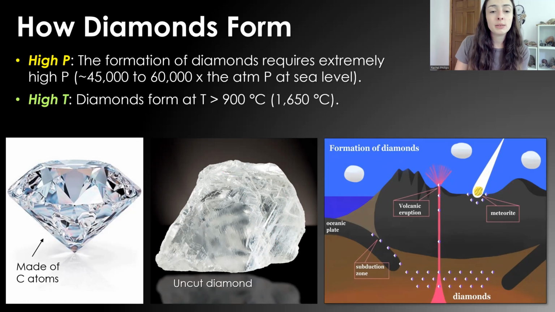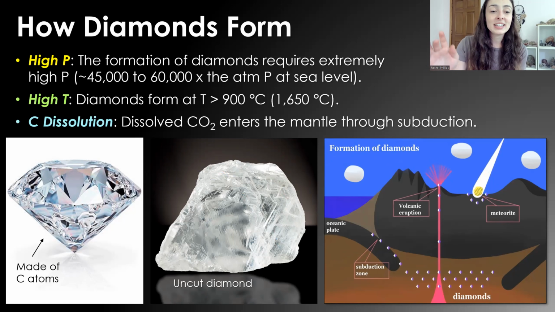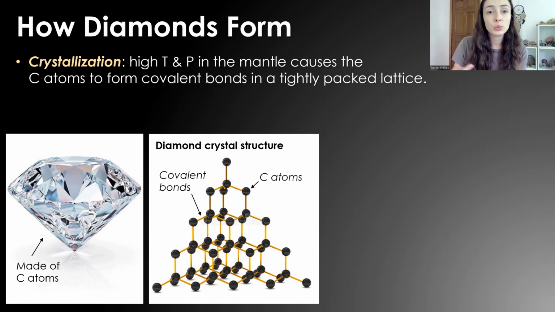And the temperature is typically over 900 degrees Celsius or 1,650 degrees Fahrenheit. Sorry, that C is supposed to be an F. And the carbon typically enters the mantle through subduction. And then the high temperature and pressure conditions within the mantle in the stability zone of diamonds cause the carbon atoms to form covalent bonds with one another and become tightly packed into a crystal lattice.